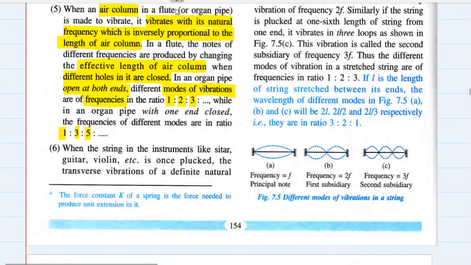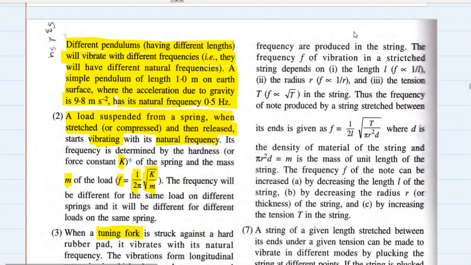Now we'll talk about string instruments like sitar, guitar, violin, etc. If one end of the string instrument's string is plucked, transverse vibrations of a definite natural frequency are produced in the string. The frequency f of vibration in a stretched string depends on the length l, the radius r, and the tension t, frequency being inversely proportional to the length of the string, inversely proportional to the radius of the string, and directly proportional to the root of the tension in the string.